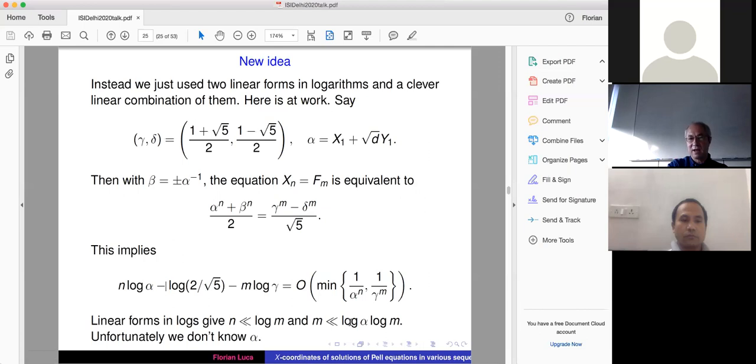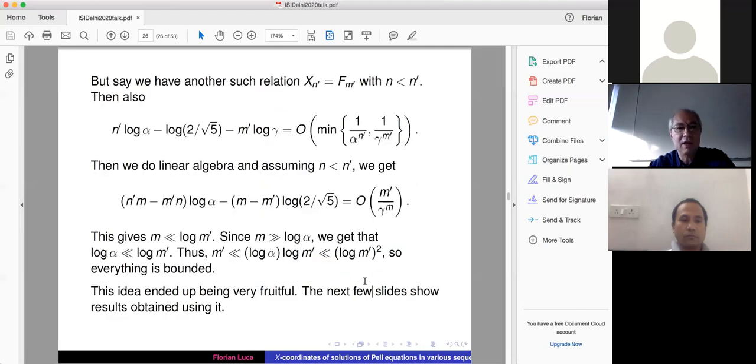But you have another equation. You have two of them. That is, you have an equation for x_n equal to F_m, but you also have x_n' equal to F_m'. So you get another relation like this. Now pretend that they are actual equations. So pretend that this O is actually 0, and wipe out everything from there. Then you have two linear equations in the variables, I don't know, you can call them maybe log alpha and log of 2 over √5 and log of gamma, let's say.